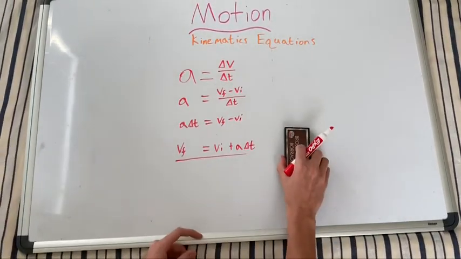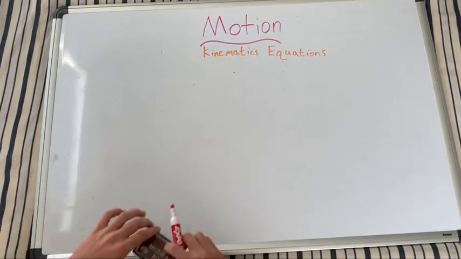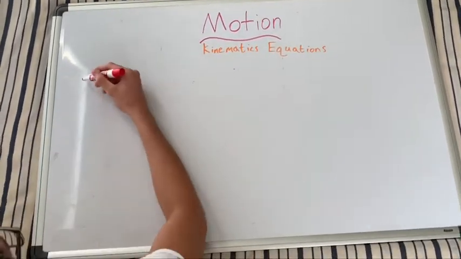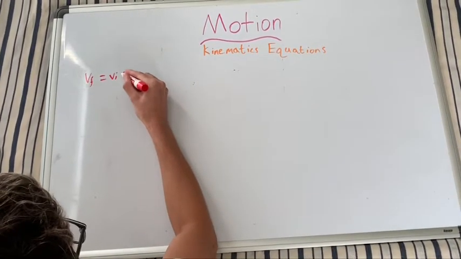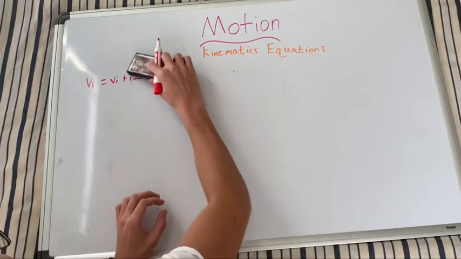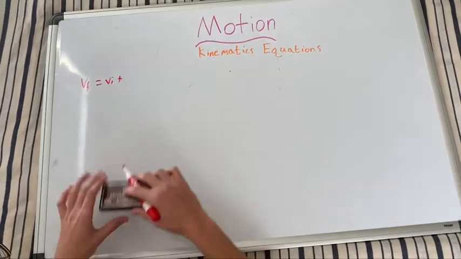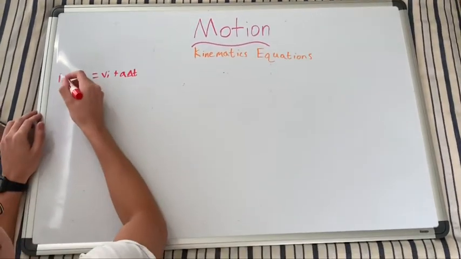Now, let me just rewrite that over here so we don't forget. vf equals vi plus a delta t. This is number 1.